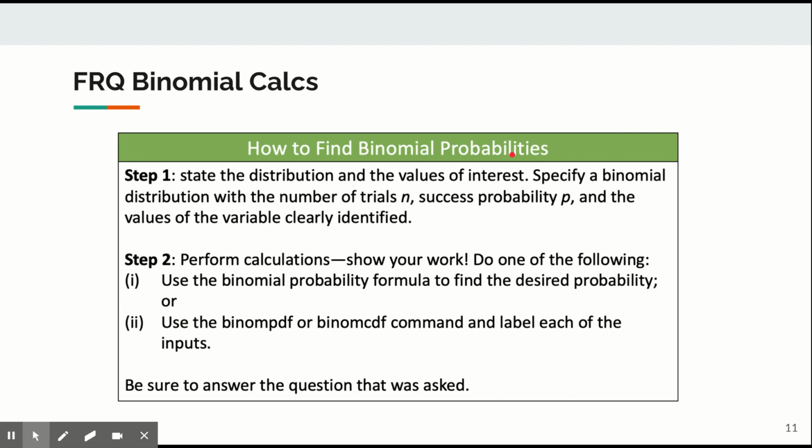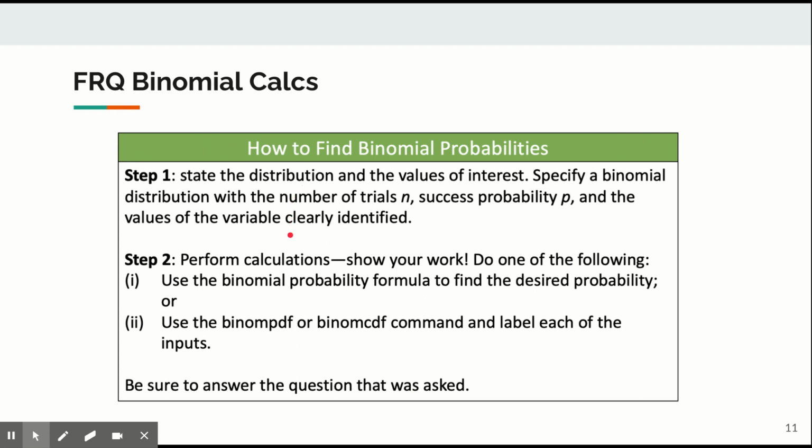So for our free response question binomial calcs, these are the things we need to do. We need to state the distribution and the values of interest, specify a binomial distribution with the number of trials n and success probability p, and clearly identify the value of the variable.